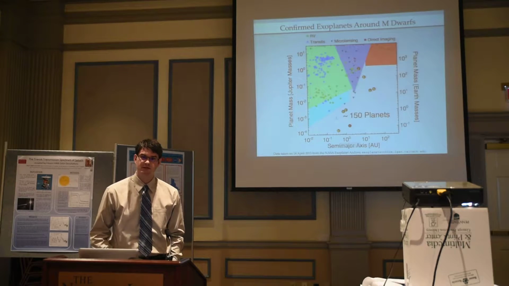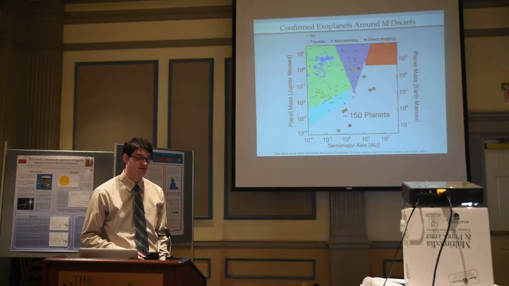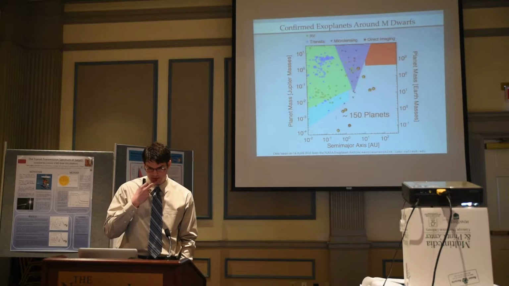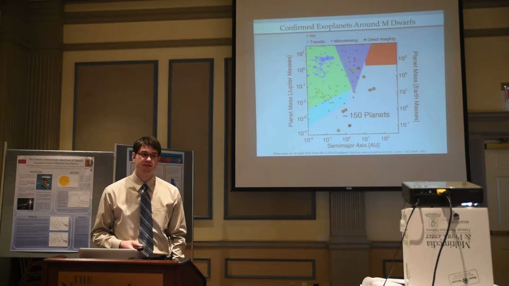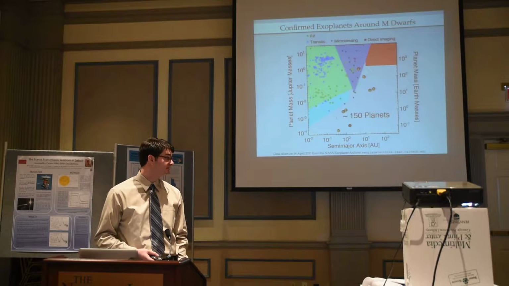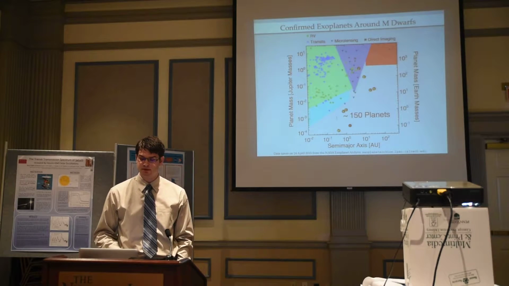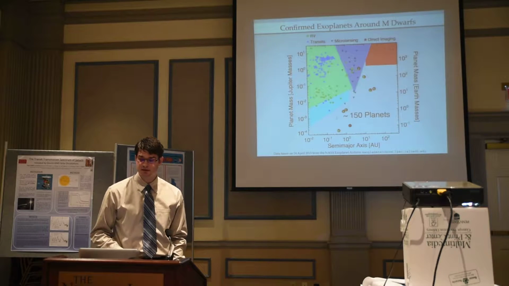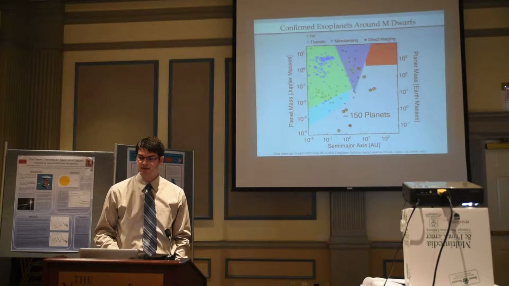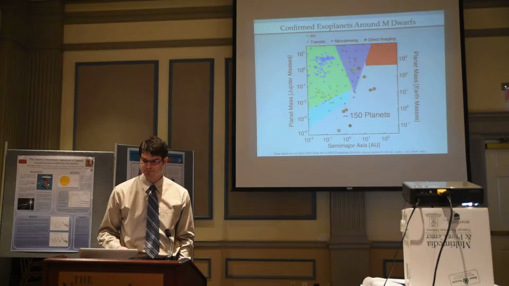So I'll just begin by showing a familiar plot of planet mass versus semimajor axis. And on this plot, I've included the confirmed exoplanet detections around dwarfs, which amounts to some 150 planets. And here I've color-coded them by their detection method for the four main detection methods of radial velocities, or RV, transits, microlensing, and direct imaging.